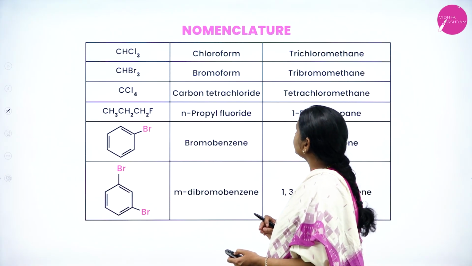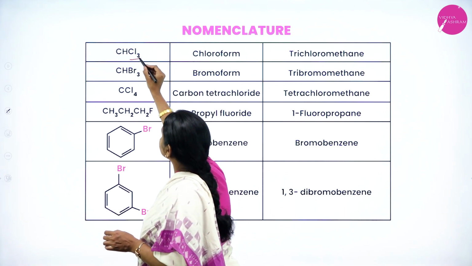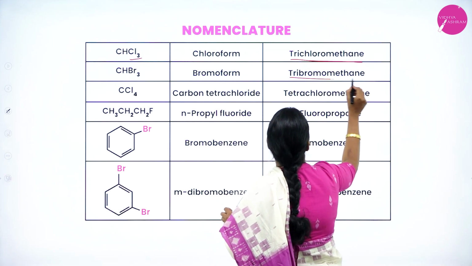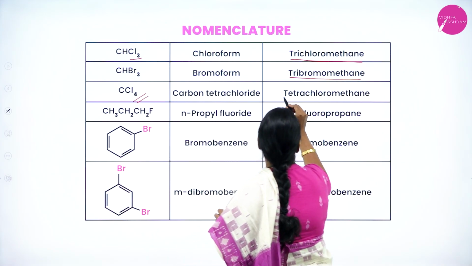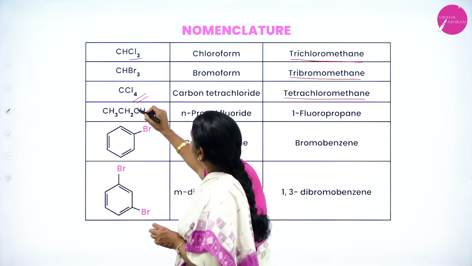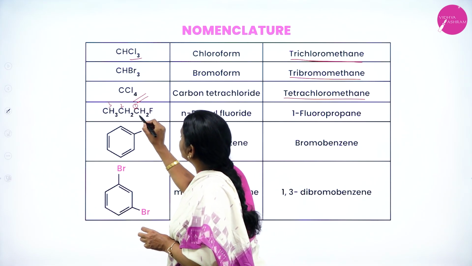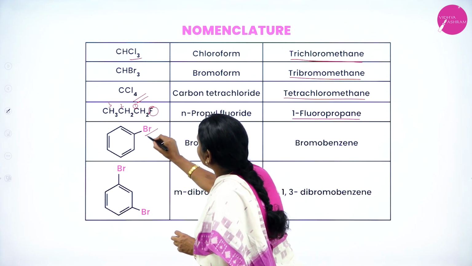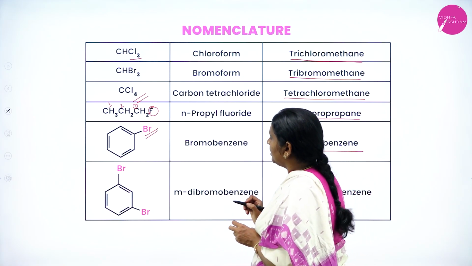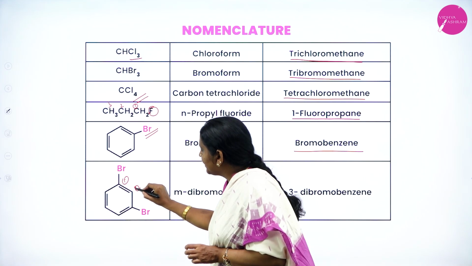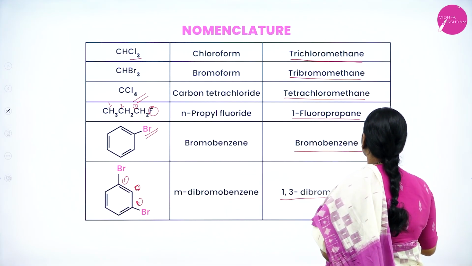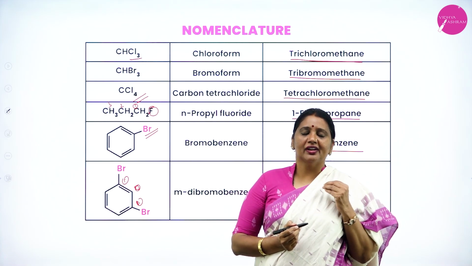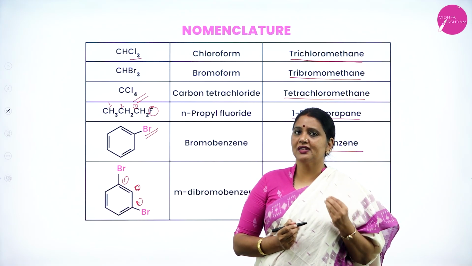Next part. Here 3 chlorine atoms are there, therefore it is trichloromethane. 3 bromine atoms, tribromomethane. 4 chlorine atoms, tetrachloromethane. Now here, if you put first, second and third, fluorine atom is there, it is 1-fluoropropane, and where Br is there, it is bromobenzene. If I put first, second and third position, 1,3-dibromobenzene. So for any organic compound, you have a trivial name as well as an IUPAC name.